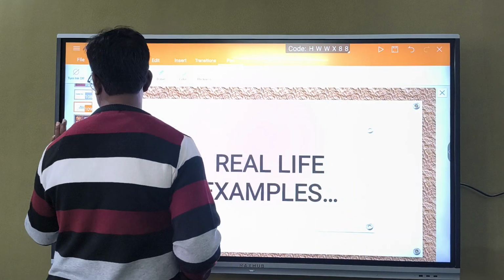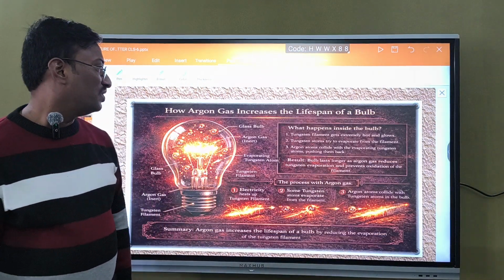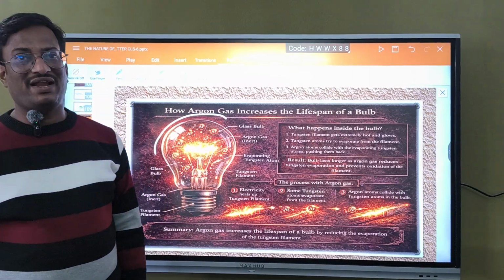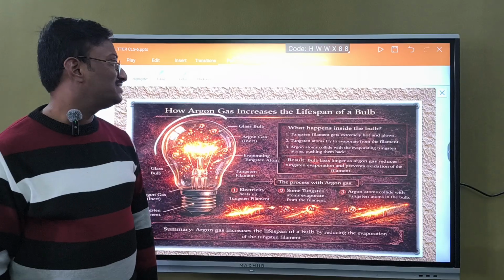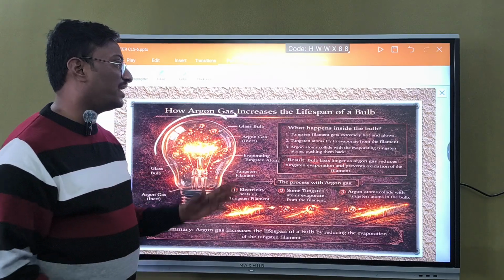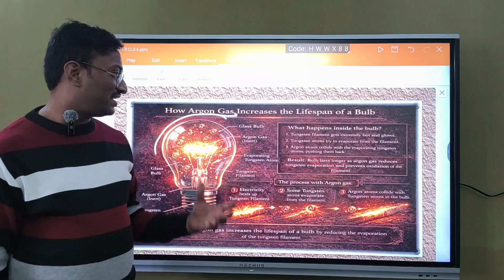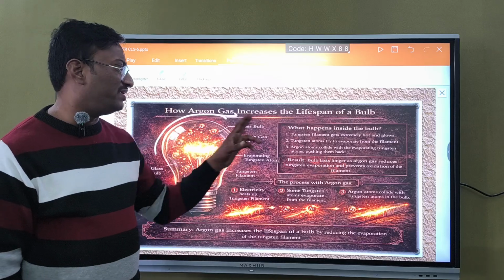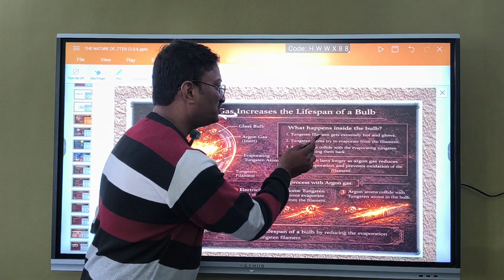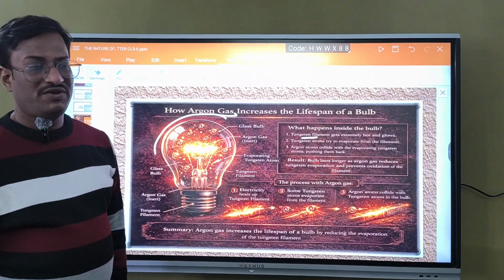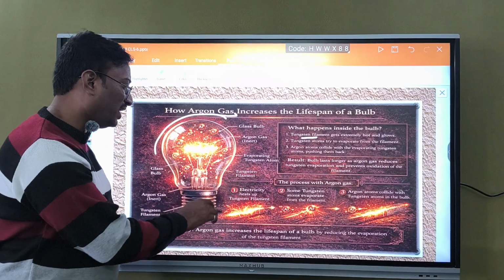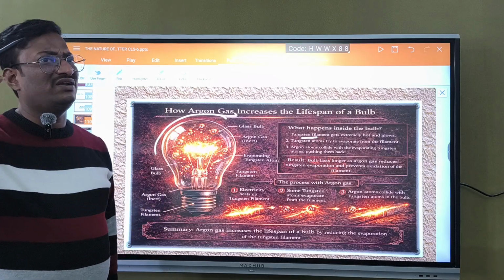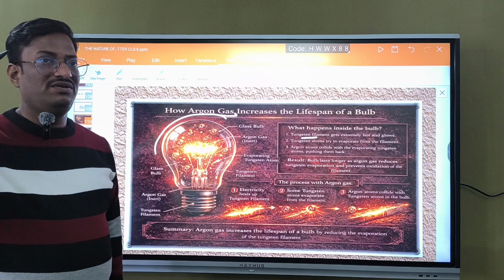Okay? See now. The first thing is, in the case of a bulb, this is a common bulb, an incandescent light or a normal bulb. In this, argon gas is used. Why is argon gas used here? What is the reason? Generally, inside the bulb there is a filament, whose name is tungsten filament.